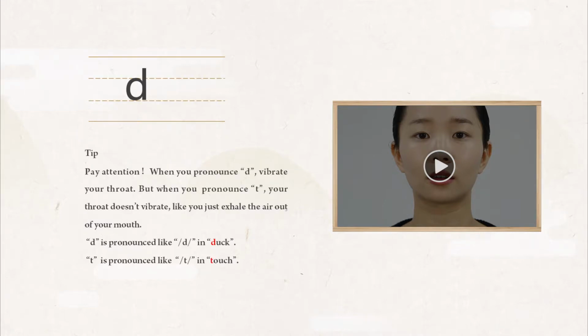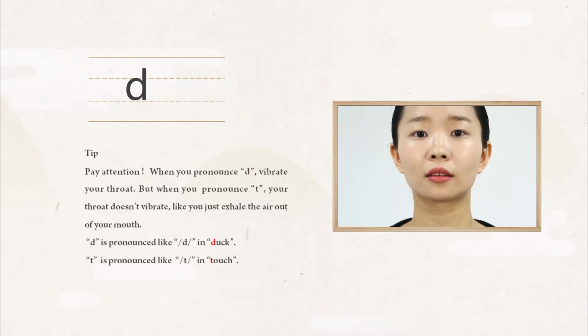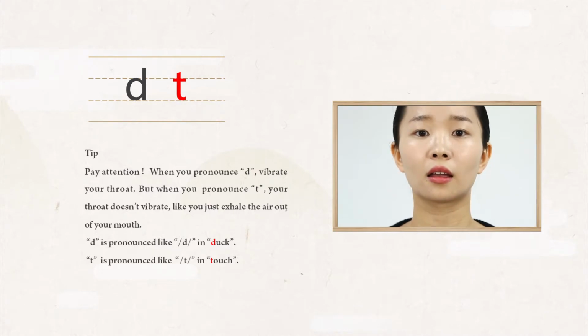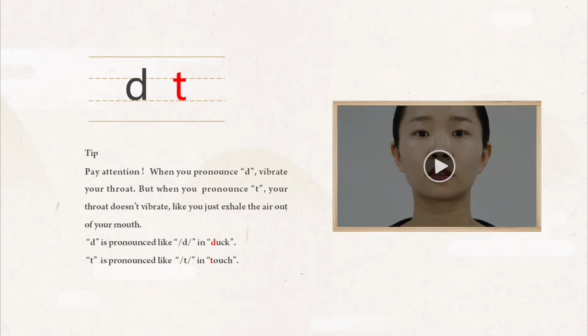D. da. T. ta. Here's a tip. Pay attention. When you pronounce D, vibrate your throat, but when you pronounce T, your throat doesn't vibrate, like you just exhale the air out of your mouth. D is pronounced like d in duck. T is pronounced like t in touch.